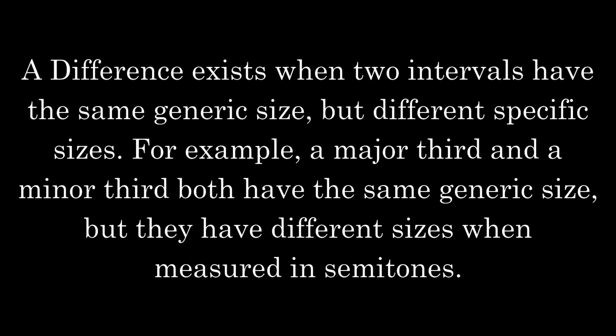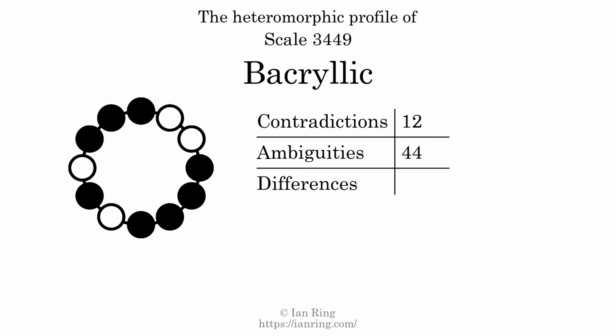A difference exists when 2 intervals have the same generic size, but different specific sizes. For example, a major third and a minor third both have the same generic size, but they have different sizes when measured in semitones. The number of differences in this scale is 123.